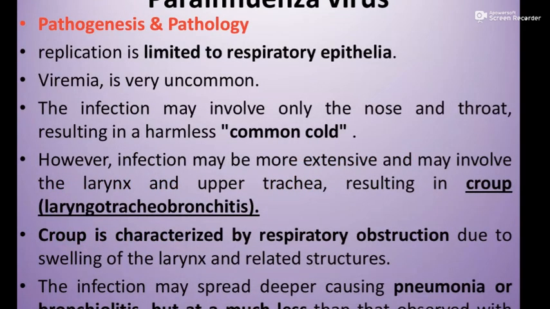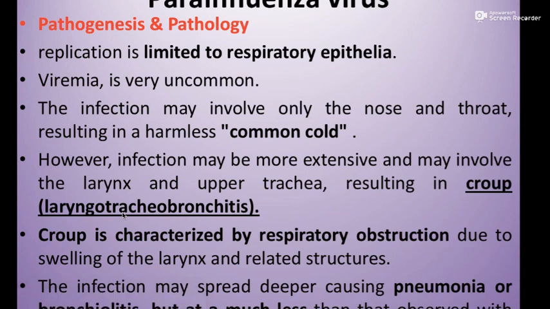Pathogenesis. We will not go into many details, only what is clinically important. Replication is limited to the respiratory epithelium. Parainfluenza stays only in the respiratory epithelium. Viremia is very rare. Infection may involve only the nose or the throat. In adults and older children it is only a common cold. But it may be more extensive, involving the larynx and upper trachea, resulting in what is called croup. Croup is a very important medical entity.